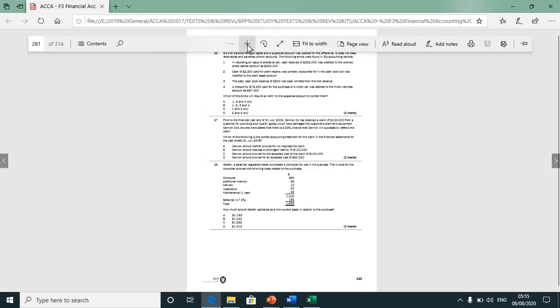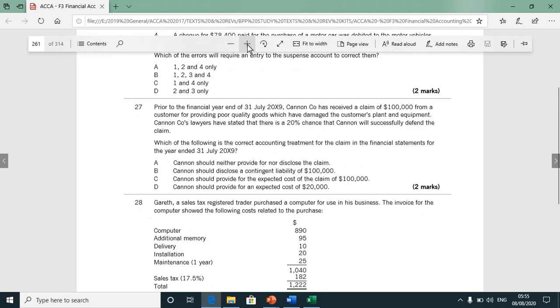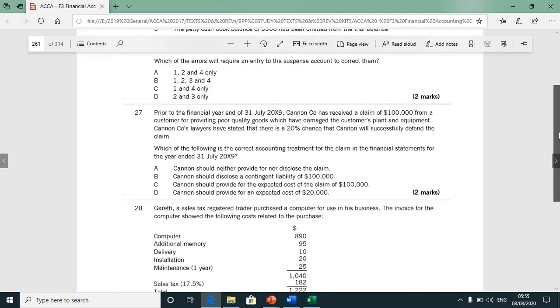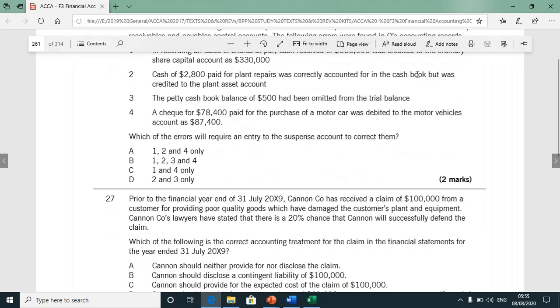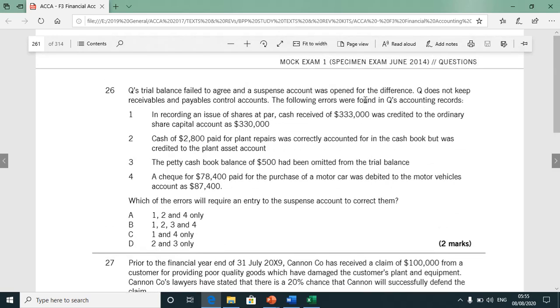All right, almost there, and you can always ask questions on the other side. I'm now going to question 26. Question 26 says, Q's trial balance, coming out of correction of errors, I suppose, failed to agree, and a suspense account was opened for the difference. Q does not keep receivable and payable control accounts. The following errors were found in Q's accounting records. Which one of the errors will require an entry to the suspense account to correct them?